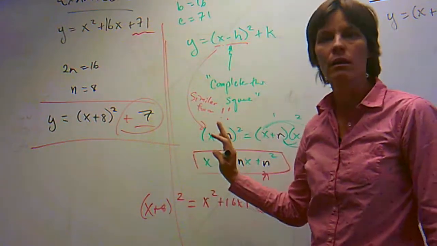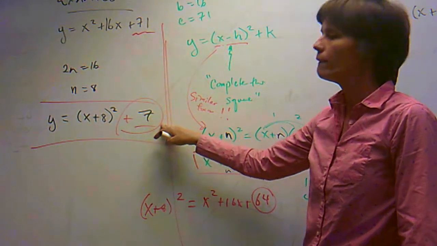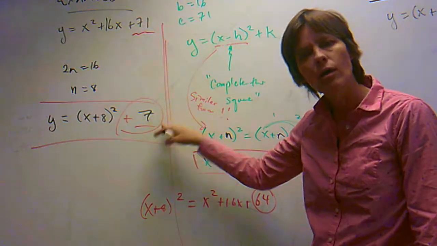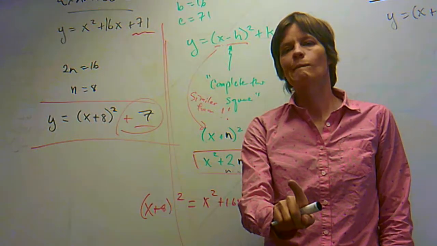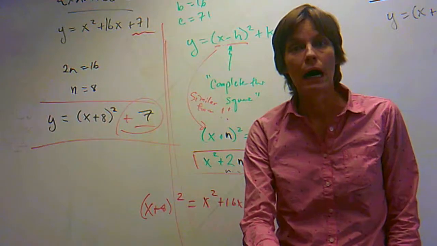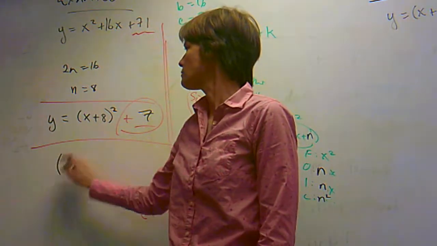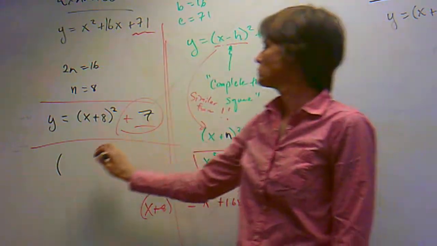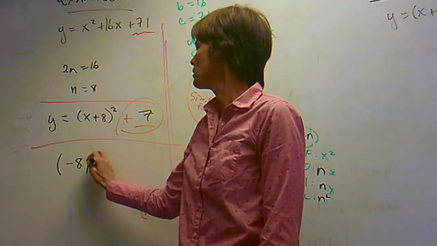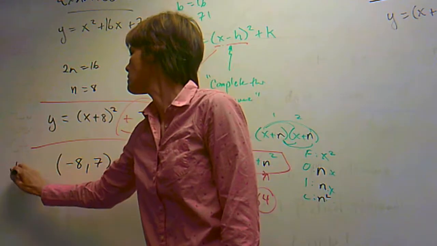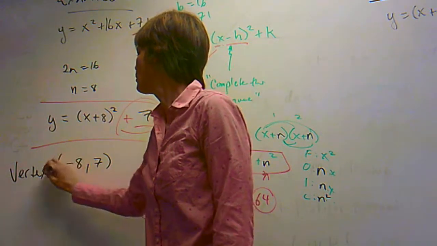And now what have we done? We have found vertex form. What is the vertex of my quadratic, of my parabola? What is the vertex? Remember, it's the opposite: -8, comma, 7, vertex. Kaboom, kabang.